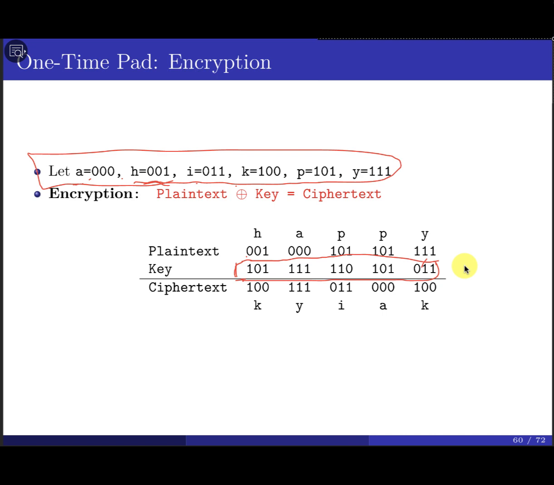Okay? In order to perform the encryption, remember I'm going to apply this formula. We call this bitwise encryption, that means bit by bit. 0 exclusive OR with 1 is going to be 1, 0 exclusive OR 0 is 0, 1 exclusive OR 1 equals 0, and so on. Then after that, you map this to the system that you use. In our case, 100 is going to be K, 111 is going to be Y, and so on. So this is the plain text, this is the key, and this is the ciphertext.